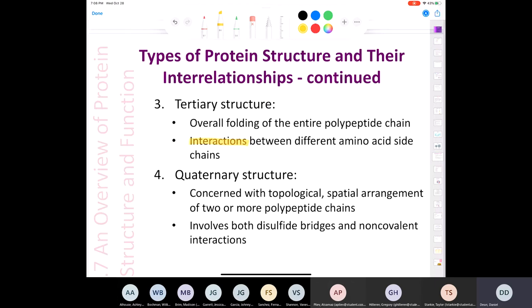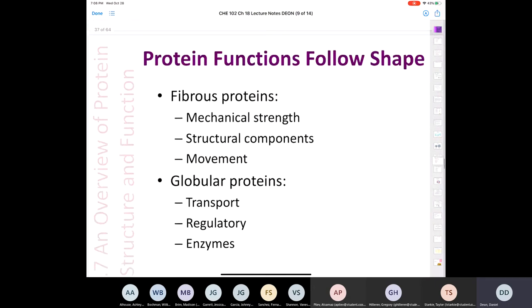Quaternary structure, same thing, but now we have two or more polypeptide chains coming together. They can also involve disulfide bridges and the non-covalent interactions, which are what? Salt bridges, hydrogen bonding, and hydrophobic interactions. I know I've repeated them a lot, but I don't think you'll forget them now.